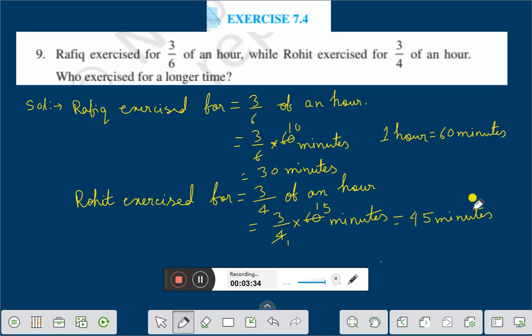Therefore, here you see Rohit exercised for 45 minutes and Rafik exercised for 30 minutes. Who exercised for a longer time? Rohit exercised for a longer time. Therefore, the answer is Rohit exercised for a longer time.